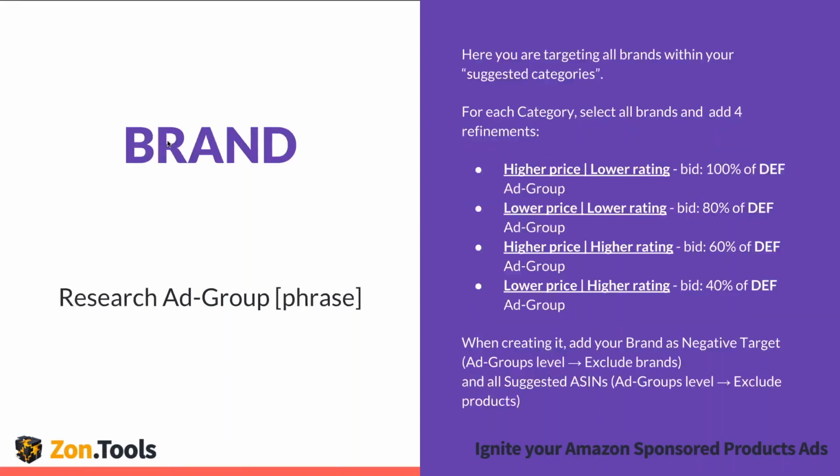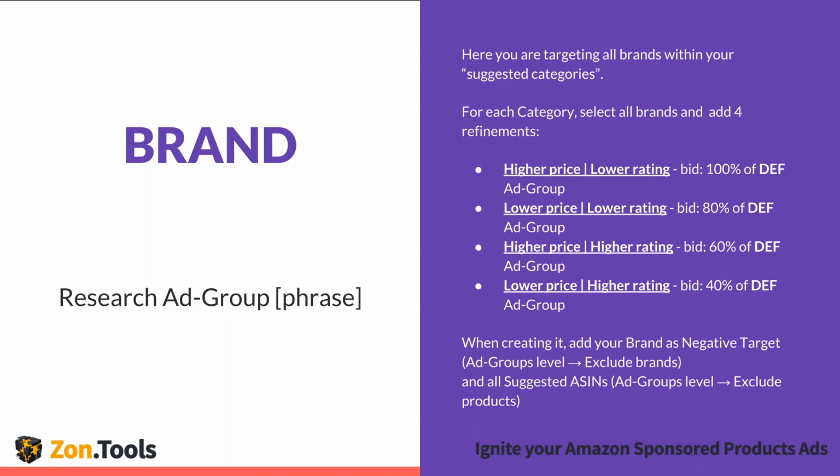Next slide. Okay, so the third ad group that you should create is a brand ad group. This is a bit of a research ad group and is comparable to a phrase match campaign. What we are targeting here are all brands within the suggested category Amazon gives you after you tell Amazon what products, what ASIN you want to advertise. For each category, we will select all the brands that Amazon allows us to select. Generally it is about 50 brands per category or subcategory.